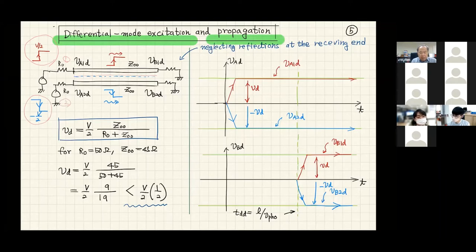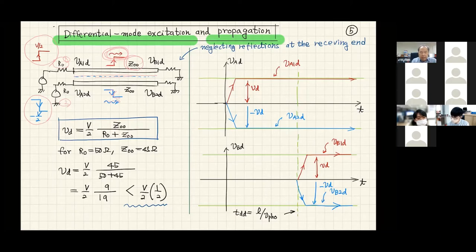Between the virtual ground plane and line one, a step pulse will be generated, excited, and that will be propagated at the speed of the odd mode. This voltage step will be determined by the ohmic impedance ratio between the source impedance and the odd mode impedance. Of course, between the virtual ground plane and the other line, we're going to have a negative voltage drop, and it will propagate at the speed of the odd mode.